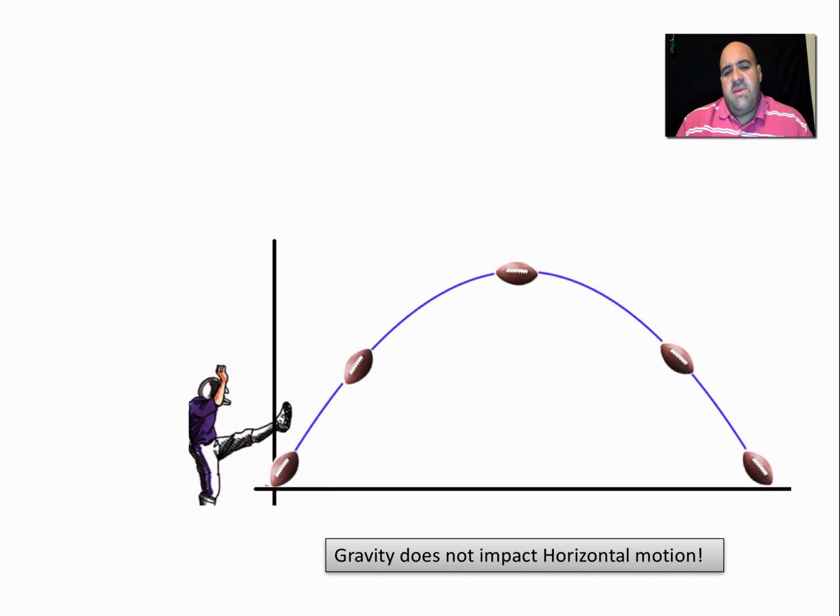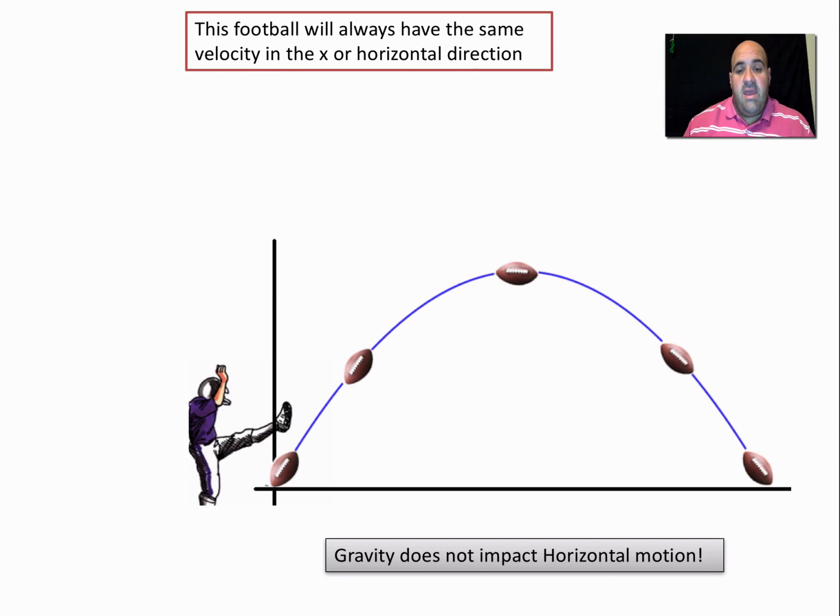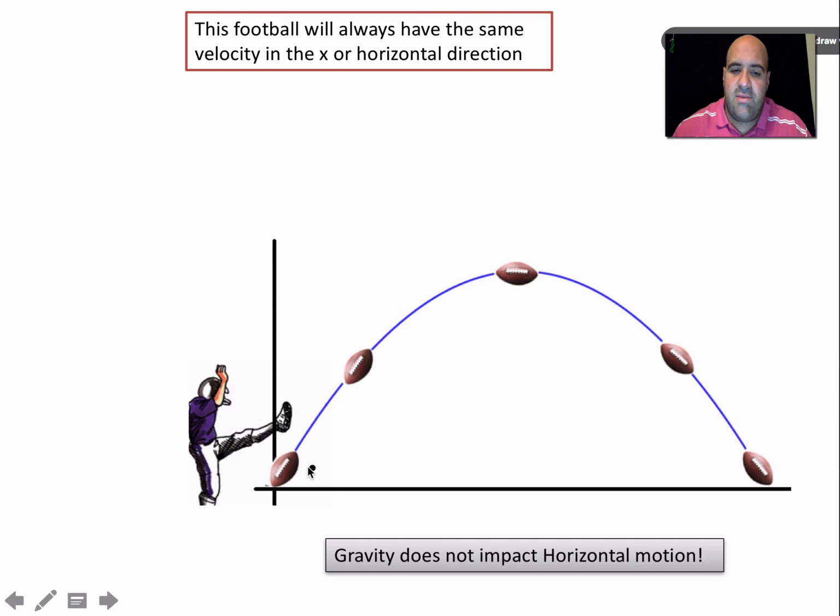And just to drive this point home, we're going to look at one more case. This case, we're kicking a football off a tee. And we want to realize that gravity does not impact your horizontal motion. When you kick the ball at this angle, this is going to kind of be like a vector. Like you're kicking the ball, say 20 meters per second at 45 degrees.